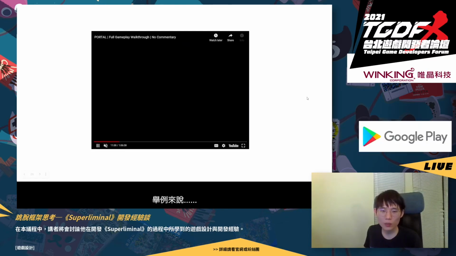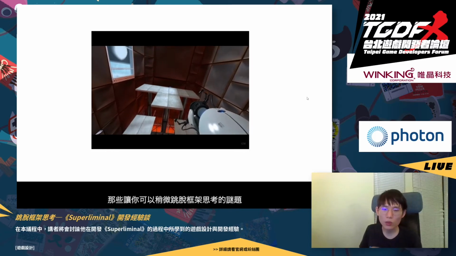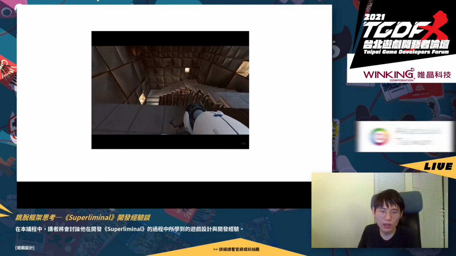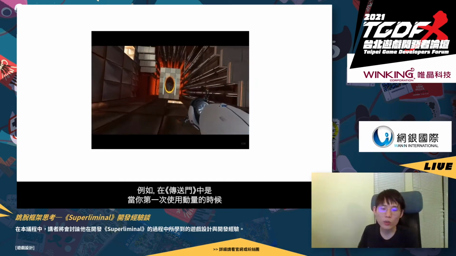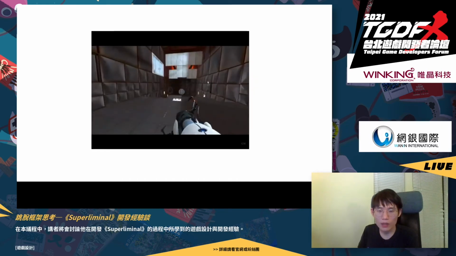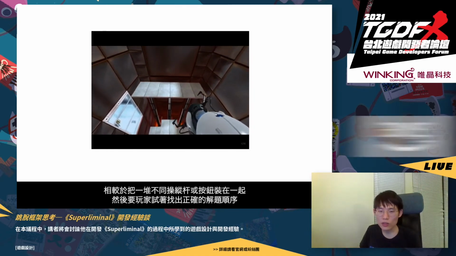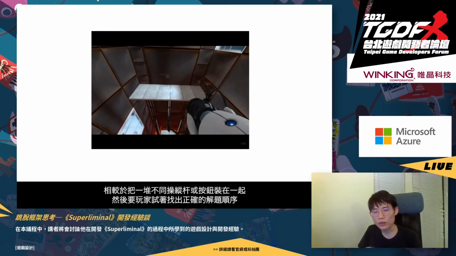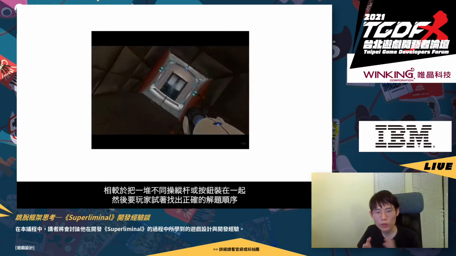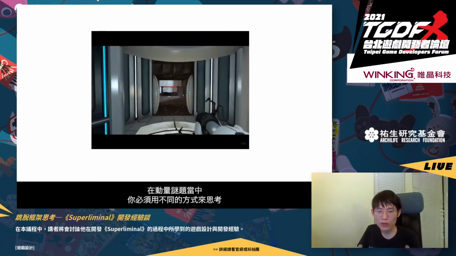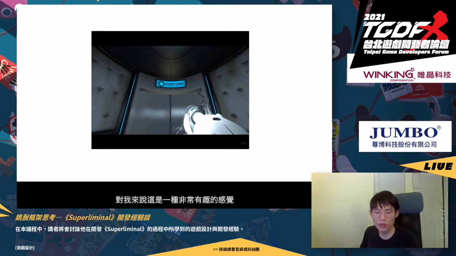Okay, so for example, I feel like the most interesting puzzles in puzzle games are the ones that make you think outside the box a little bit, right? So for example, here in Portal, it's when you use momentum for the first time. Instead of doing a puzzle that's just a bunch of different levers or buttons that are hooked together and you just need to figure out the right order to do them in, in this puzzle, you have to think in a very different way from what you're used to. And to me, that's a really interesting type of feeling.